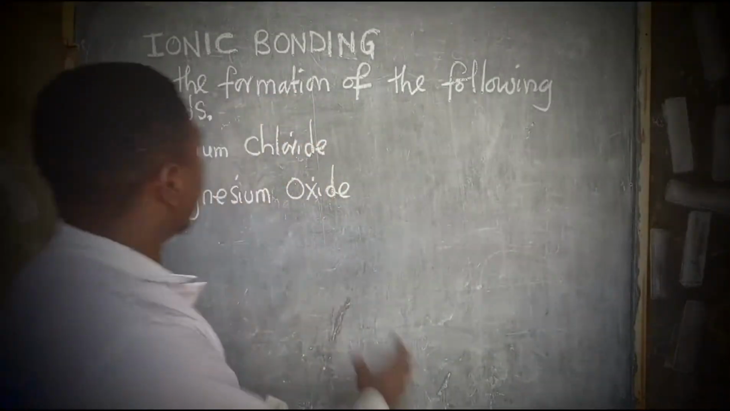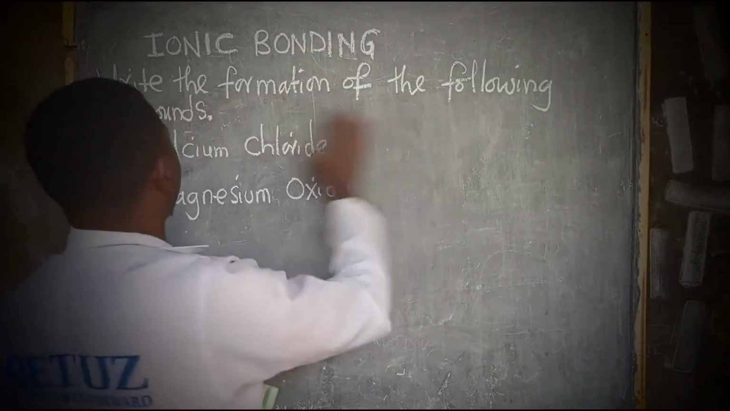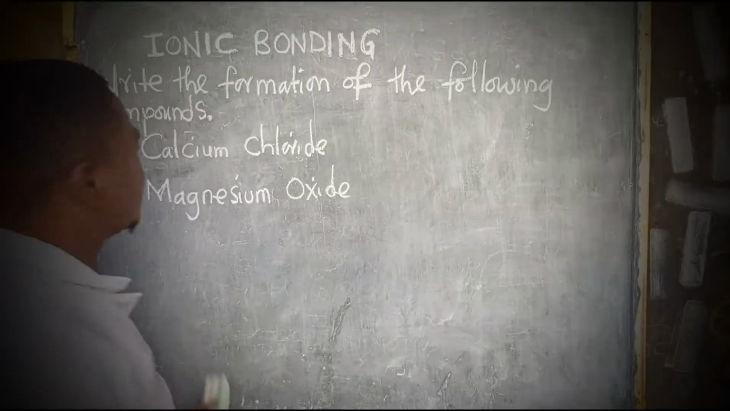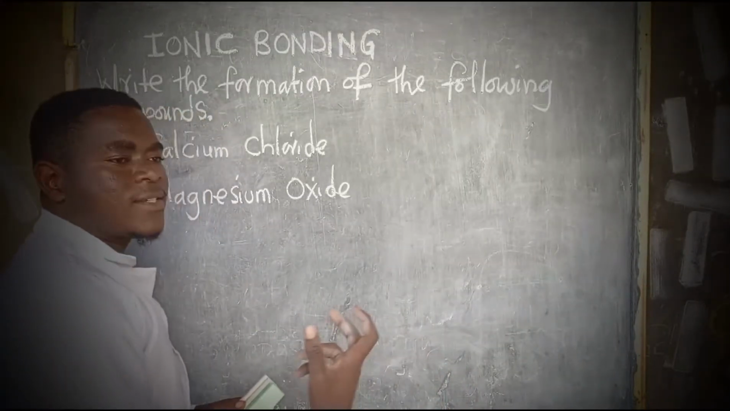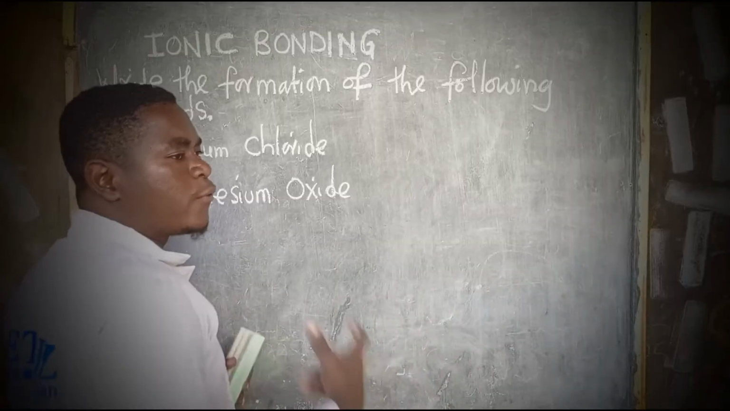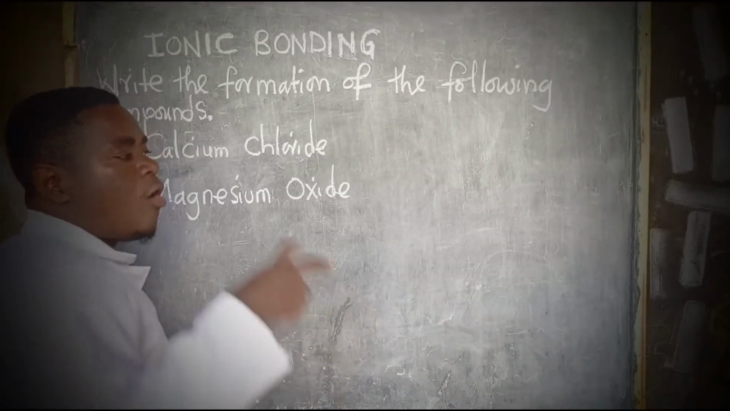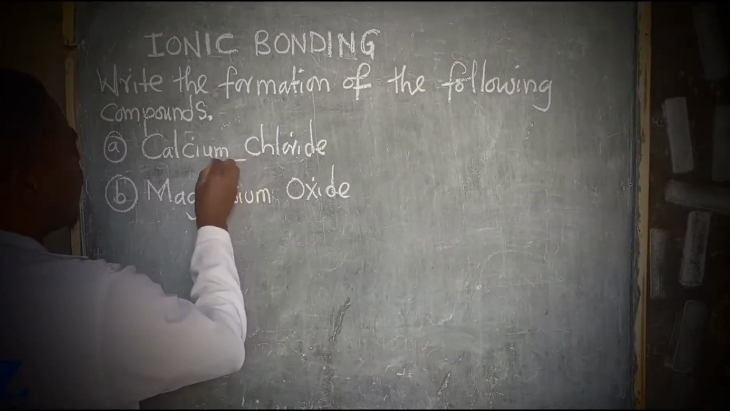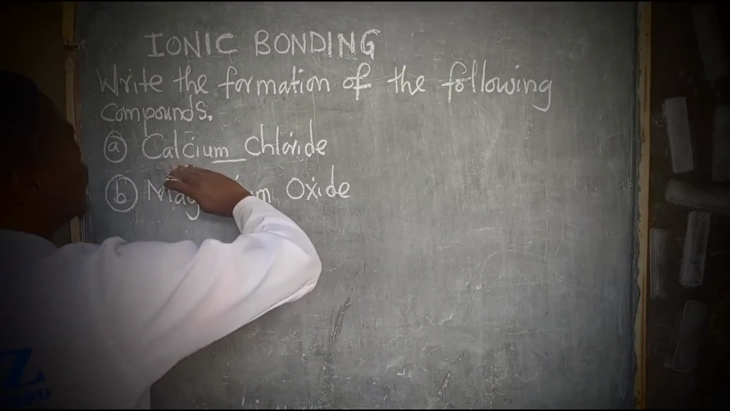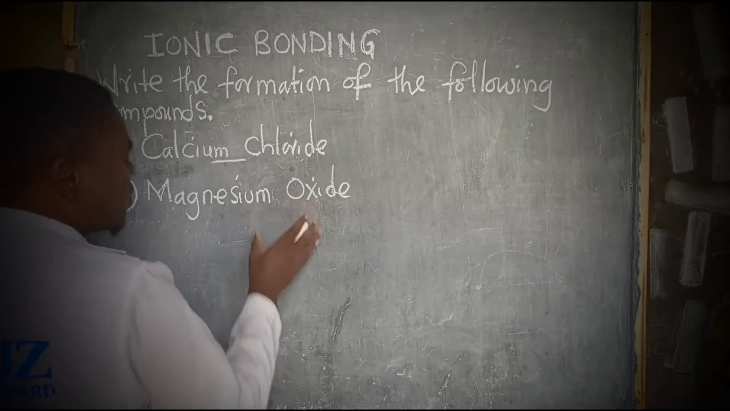We've got this question that says, write the formation of the following compounds. What is a compound? A compound is just a chemical combination of two or more elements or substances. So we've got the first one here, calcium chloride. The next one is magnesium oxide.